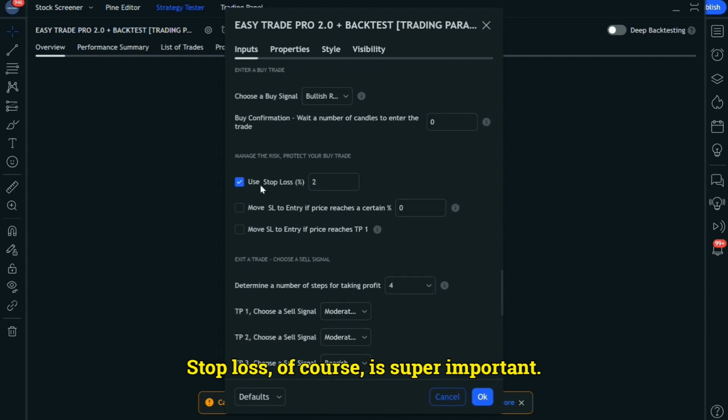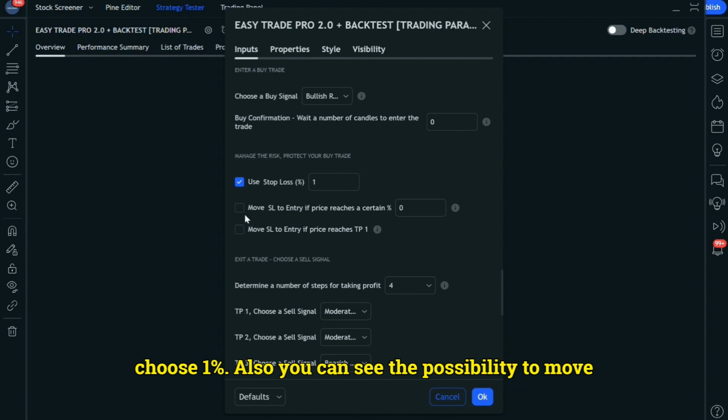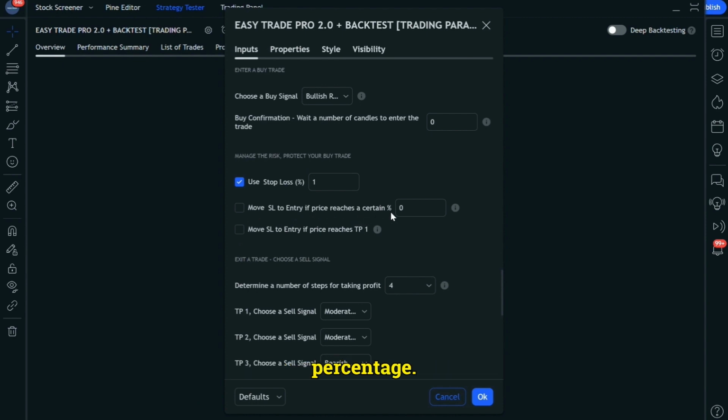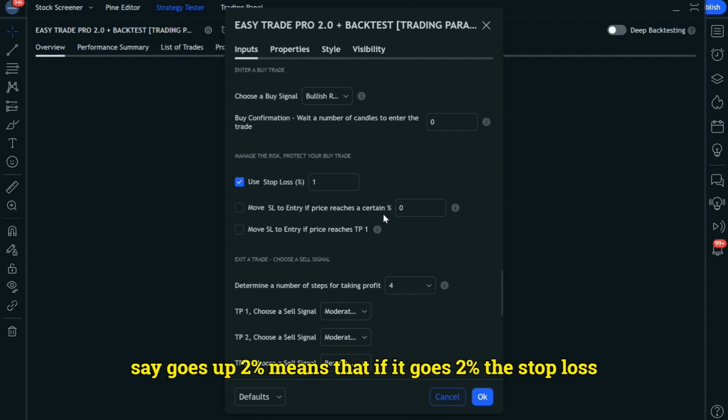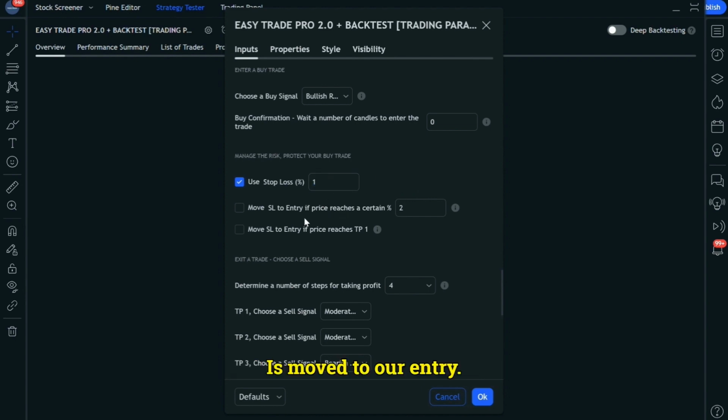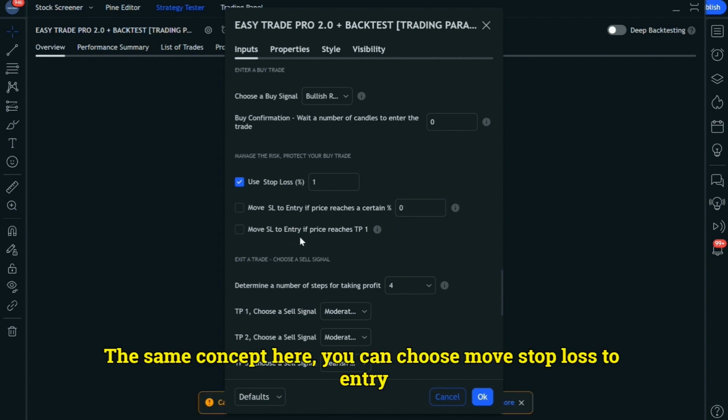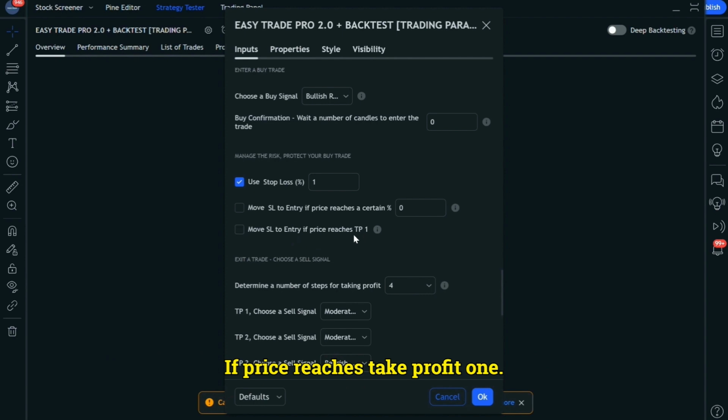Stop loss of course is super important, and in this case we want to use a very low risk, so we choose 1%. Also, you can see the possibility to move the stop loss to entry price if the price reaches a certain percentage. That means if from your entry the price goes up 2%, the stop loss is no longer 1%, it is moved to our entry. The same concept here: you can choose to move the stop loss to entry price if price reaches take profit 1.